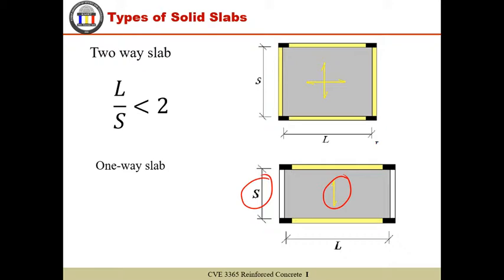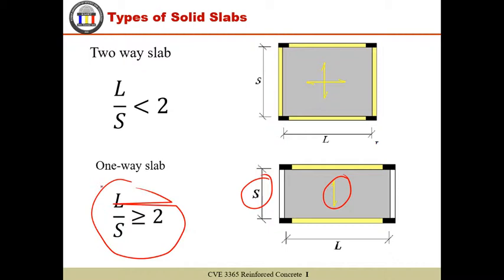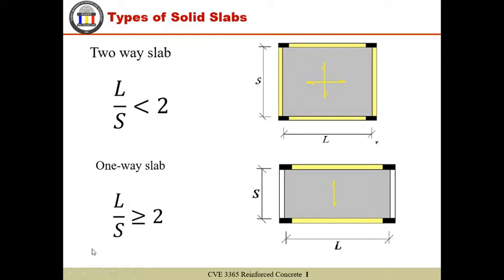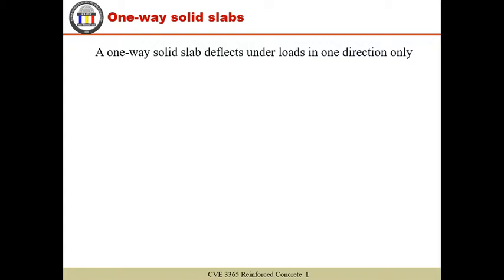We're going to explain this in the next slide more clearly. So mathematically, when L over S is greater than or equal to 2, we have a one-way slab. This is a mathematical expression. So here, as we said, in one-way solid slab, the slab deflects and the load is in one direction. We said that direction is the short direction.